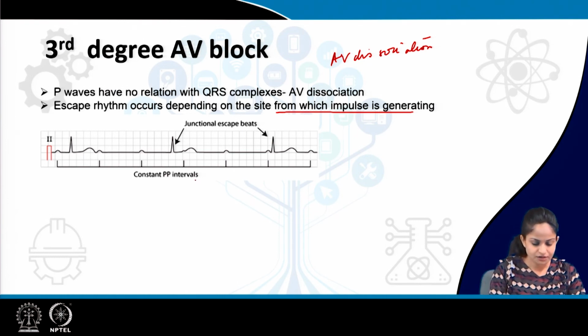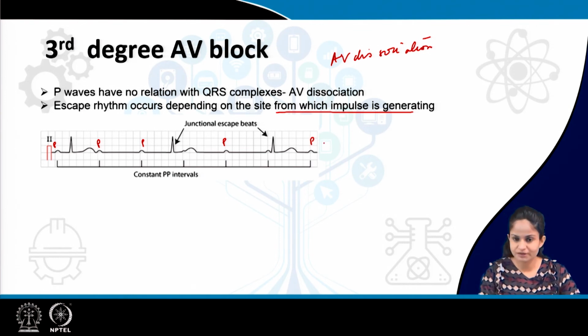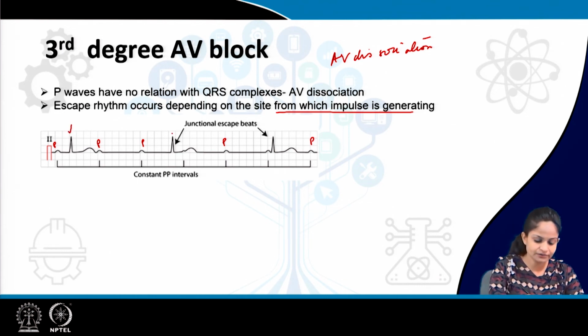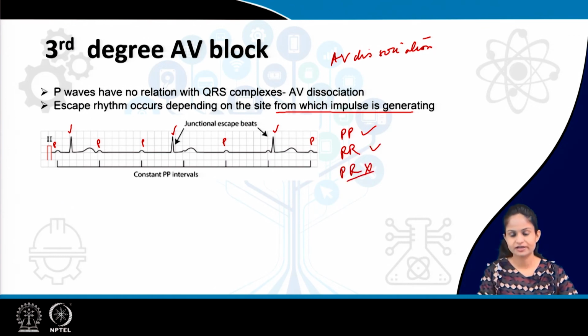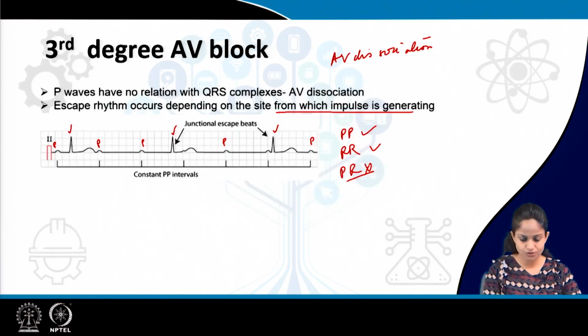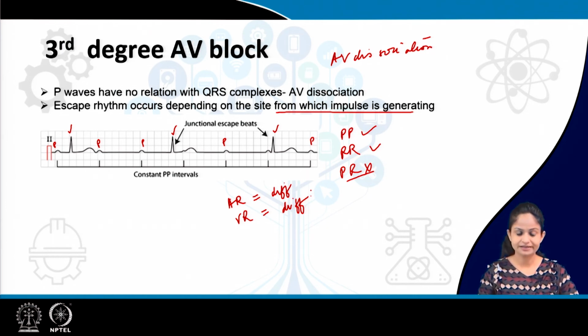So, we can see the constant PP intervals. This is the P wave, this is the P wave, this is the P wave, this is the P wave. We can see the P waves are at a constant spacing. Also, we can see the R waves are also at constant spacing. That means a PP interval is there, an RR interval is there, but a PR interval as such will not be present. So, there is a different atrial rate and a different ventricular rate over here. So, this is third degree AV block.